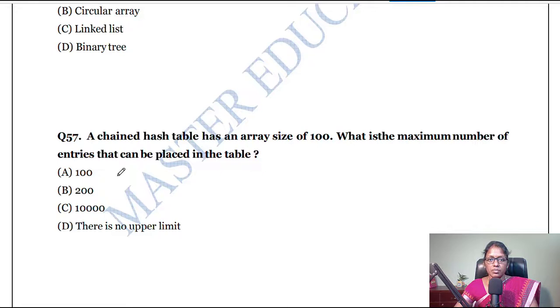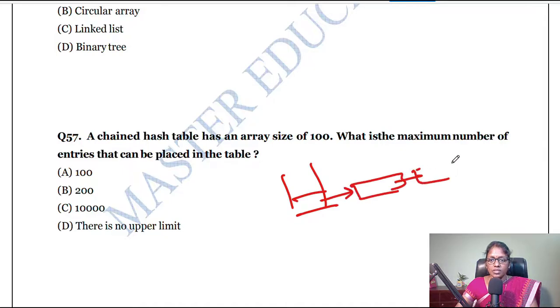A chained hash table has an array of size 100. What is the maximum number of entries that can be placed in the table? Normally chaining means, as I already told, in hashing, if there is a collision, the element will be stored by chaining. So there is no upper limit. It will keep on adding all the data. If the remainder is 5, all the data giving remainder 5 will be stored in a chained way. So there is no upper limit. This is true for chaining.